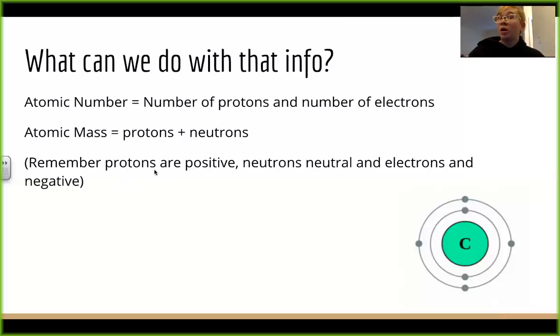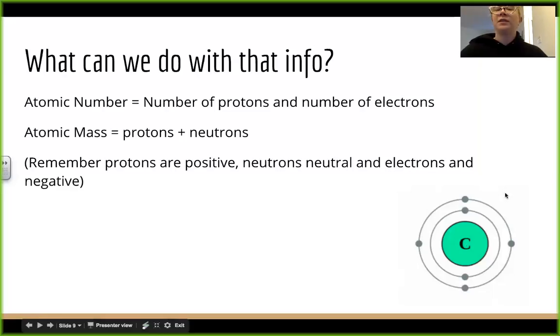Hopefully you are recalling from middle school that protons are positive, neutrons are neutral, and electrons are negative, right? So if our protons and our electrons are equal, which happens in a neutral atom, then we don't have any charges. So we're going to look at an example when that's not true towards the end of this.